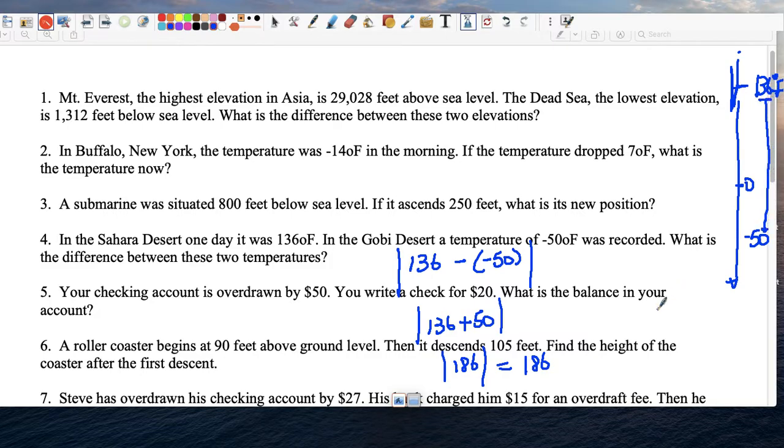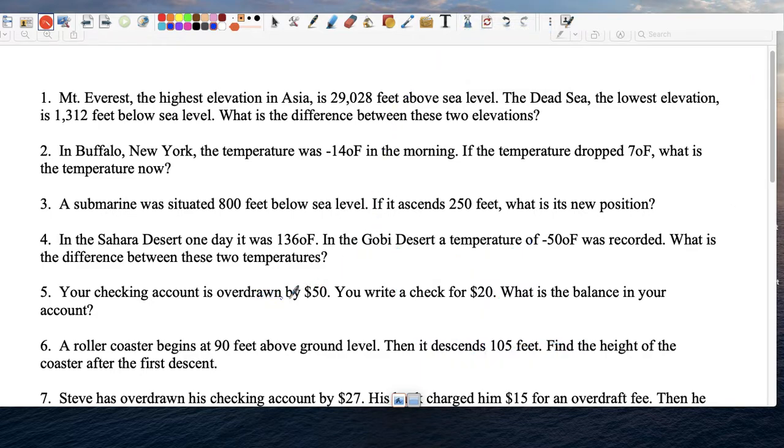So depending on how you ask the question, I think it will matter. How much warmer is it? In the Sahara Desert, it's 186 degrees warmer, or if you say how much colder is it in the Gobi Desert, then it would be negative 186 degrees colder. But in this case, it says what is the difference between the 2 temperatures. It doesn't specify. Therefore, I would just say 186.